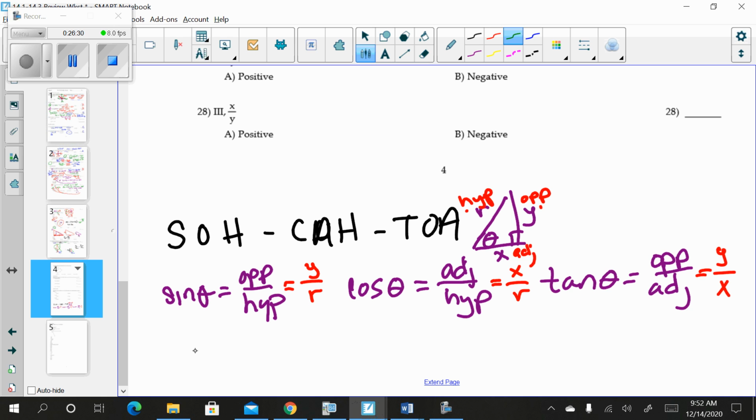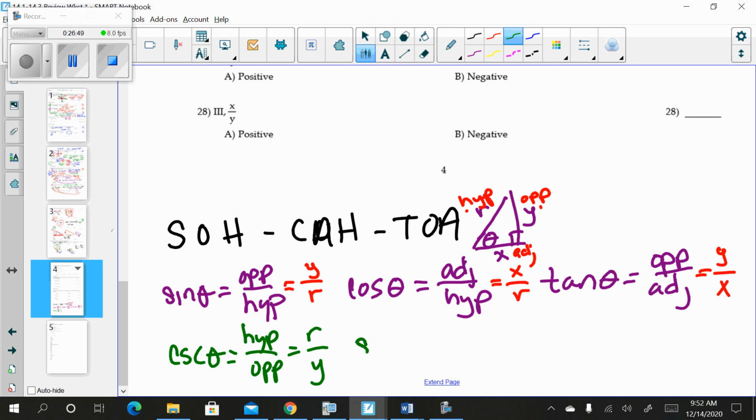Each one of these then has a reciprocal function that we talked about. So I'm going to do the reciprocals real quick too. So sine, the reciprocal is called cosecant, CSC. So if sine is opposite over hypotenuse, that's hypotenuse over opposite. So that means it would be R over Y.